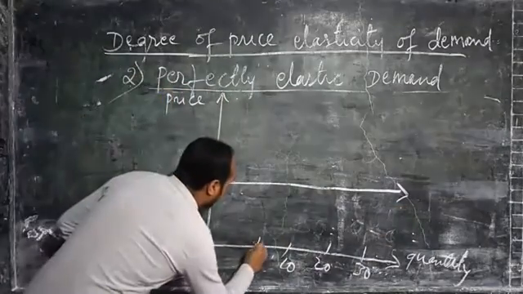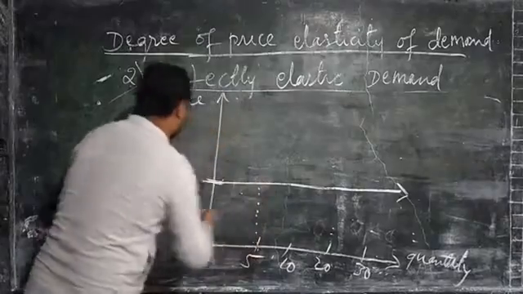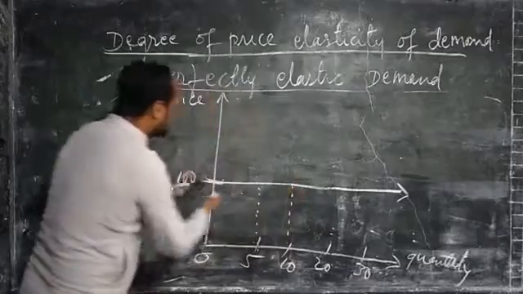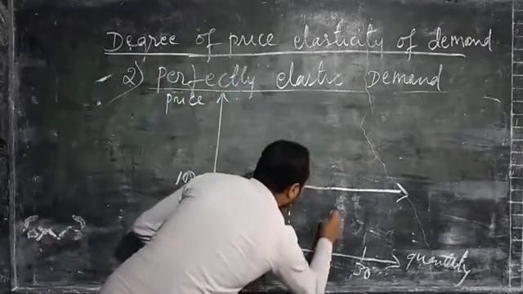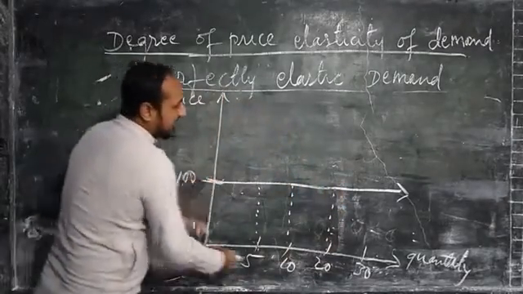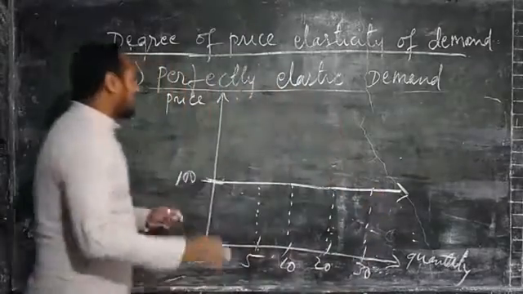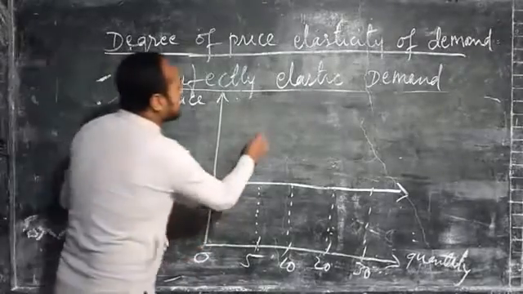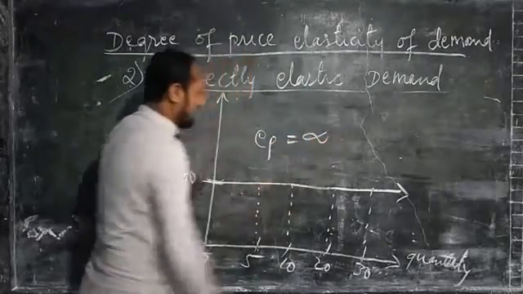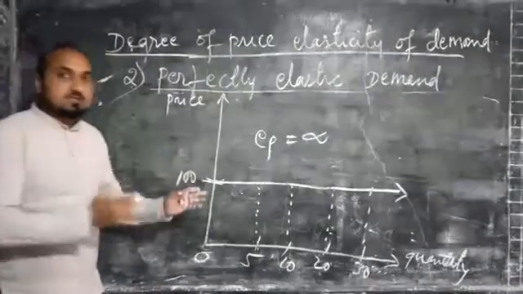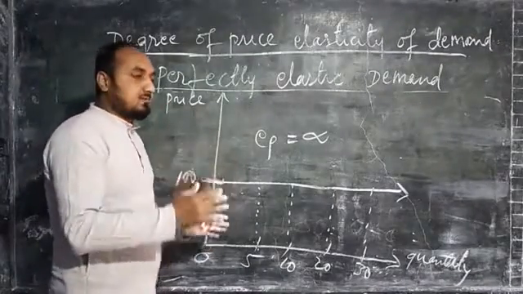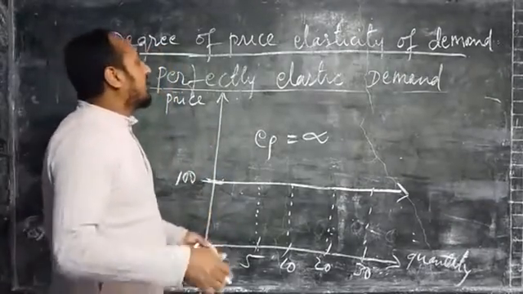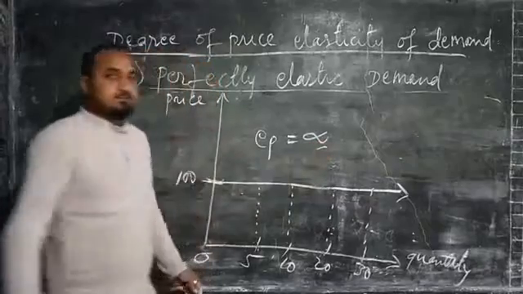That means at quantity 5, the price is 100. If we purchase 10 units, the price will remain the same, that is 100. If we purchase 20 units of the commodity, the price is the same. Even at 30 units, the price of the commodity is the same, that is 100. So here we will get EP equals infinity. The price of the commodity is not changing, only the quantity demanded is changing by any amount. It can be any amount, 5, 10, 20, 30, the value can go till infinity.